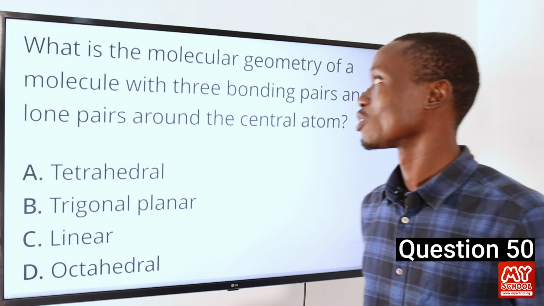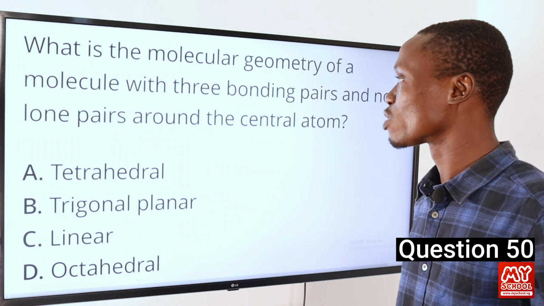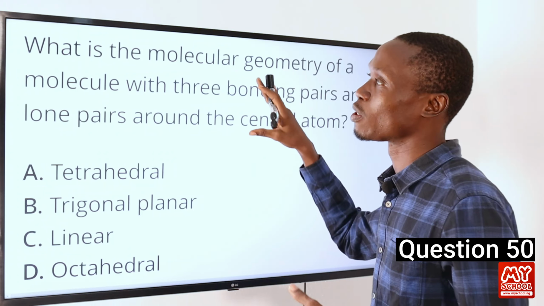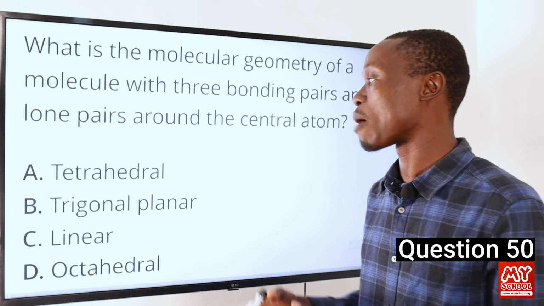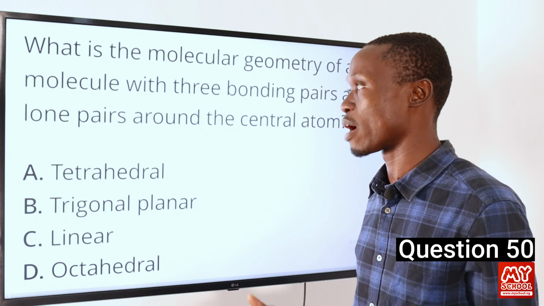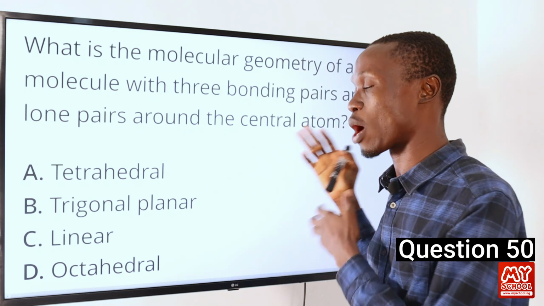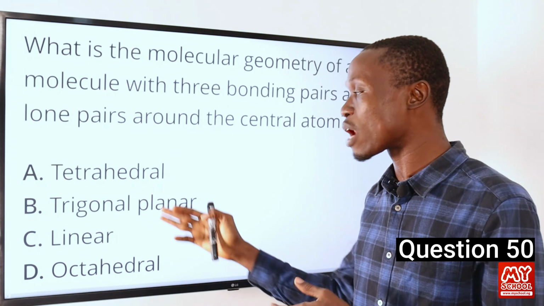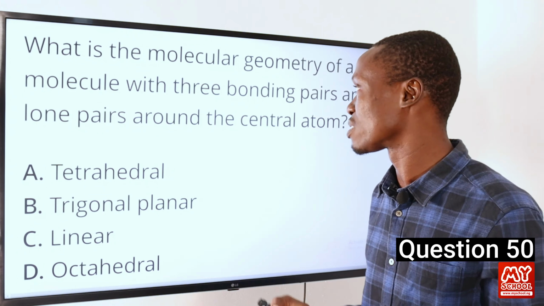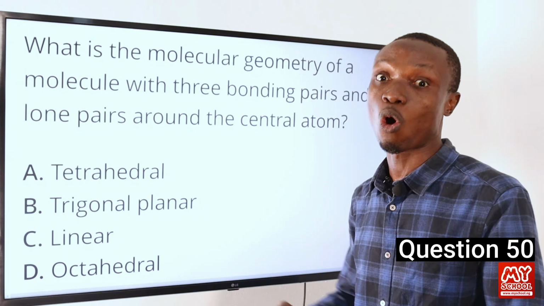Question 50. What is the molecular geometry of a molecule with 3 bonding pairs and no lone pairs around the central atom? What we have on the board actually describes trigonal planar. Option A, we have tetrahedral. No, it's not tetrahedral. Tetrahedral is 4 bonding pairs with no lone pairs around the central atom. Option B is trigonal planar. Of course, trigonal planar has 3 bonding pairs with no lone pairs around the central atom. And a good example of a substance that has this shape is ammonia.